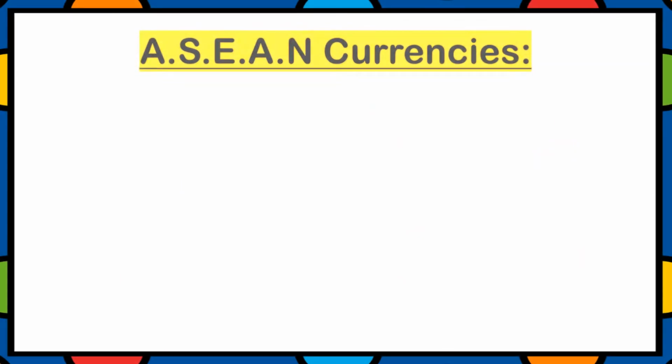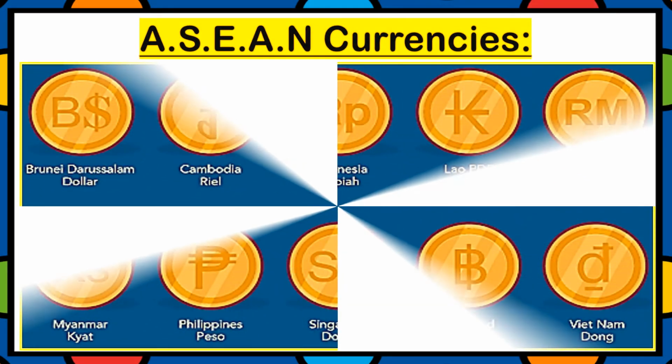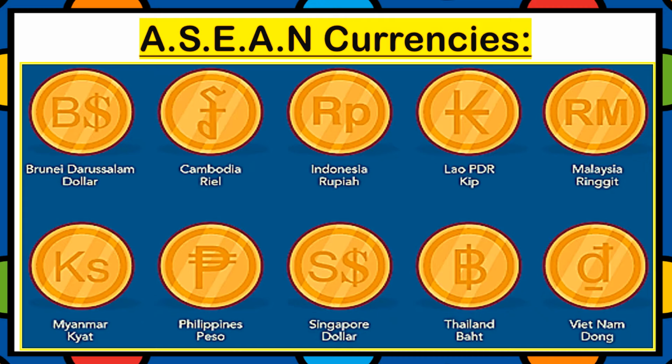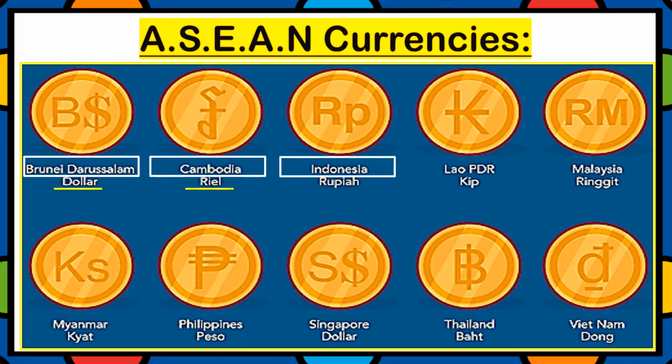Let us review Asian currencies. The first country, Brunei Darussalam, its currency is the Brunei dollar. Cambodia, the currency is the riel. Next, Indonesia, the currency is the rupiah. Next, Laos PDR, the currency is the kip. Next is Malaysia, the currency is the ringgit.